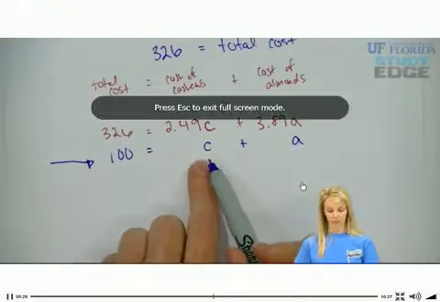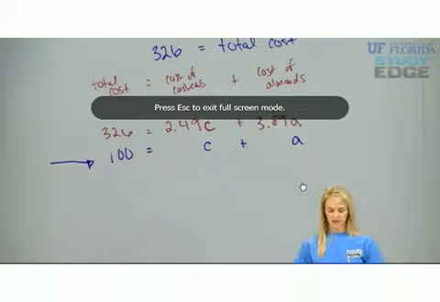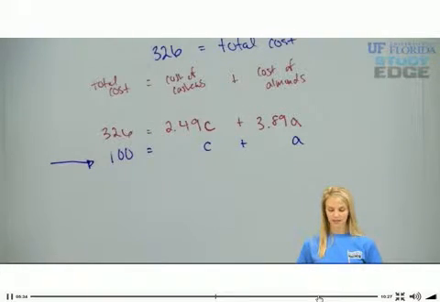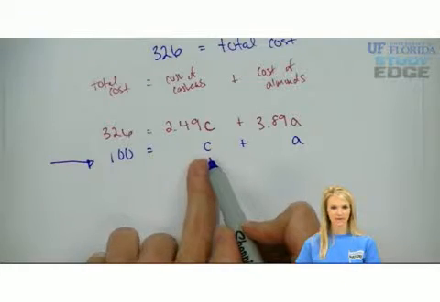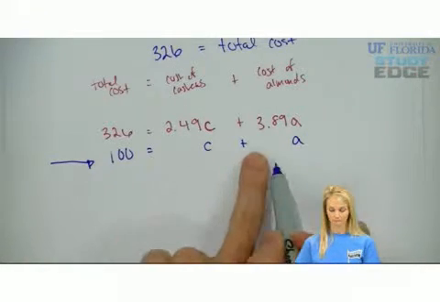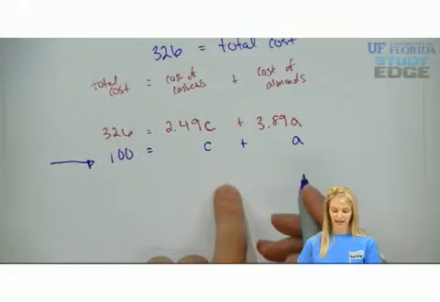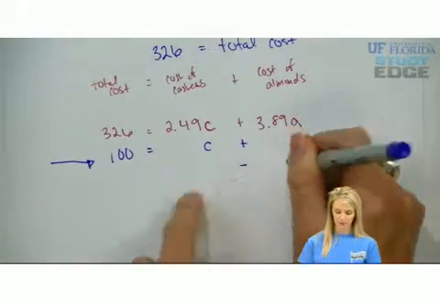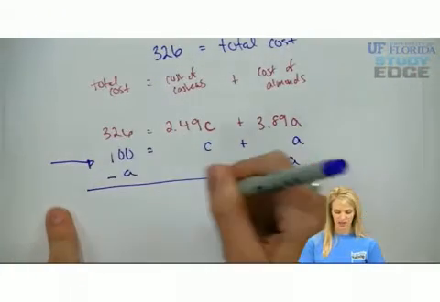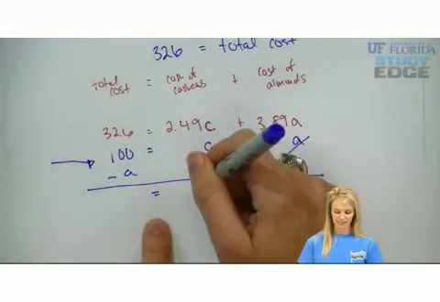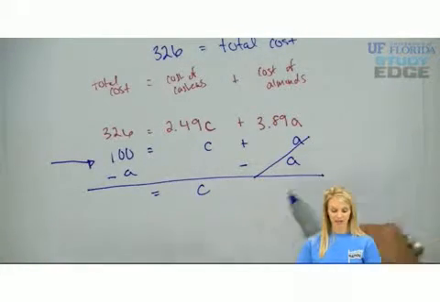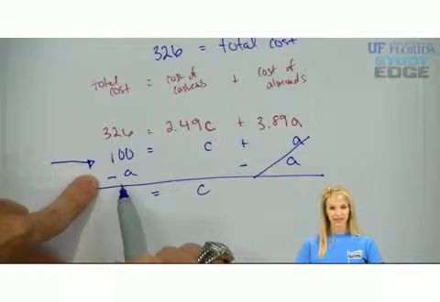Easiest is the second equation, C plus A. So let's solve for C. If we want to get C by itself, what's keeping C from being by itself? This plus A. A is being added. So to get rid of it, we're going to subtract A from each side. So that gives us C. This positive A and the A cancel out. We have 100 minus A.